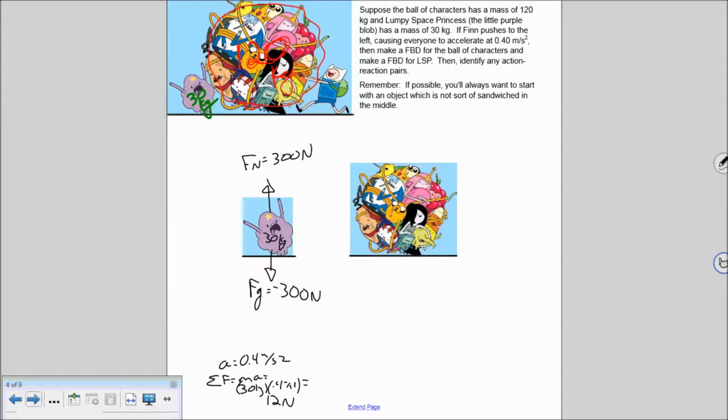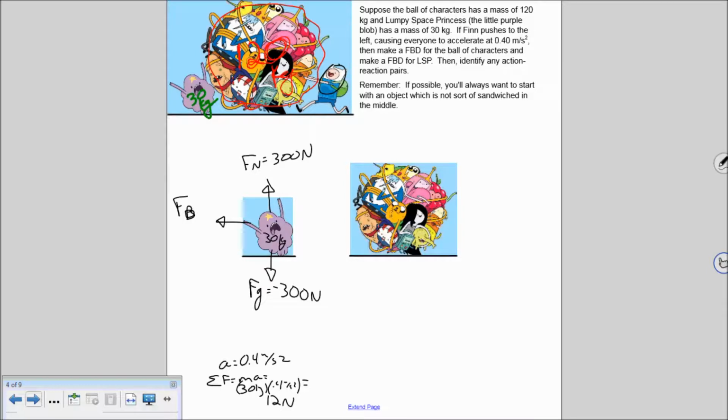All right? Now, if you look at the drawing here, Finn is over here, right? He's only pushing the big ball of characters. He's not actually touching Lumpy Space Princess. So what's pushing Lumpy Space Princess is the big ball of characters. So here we go. There's a force from the ball of characters. Okay? And that's it, right?